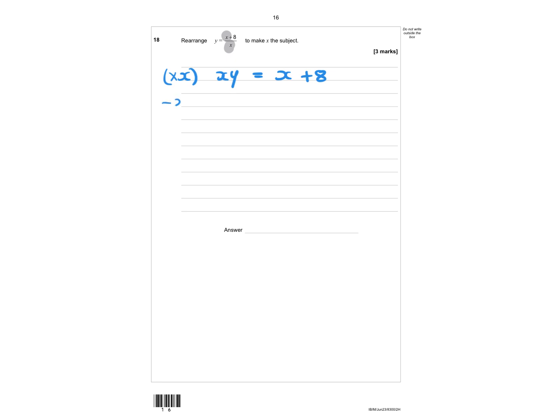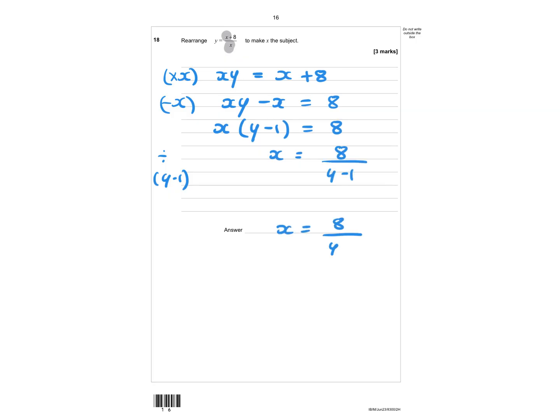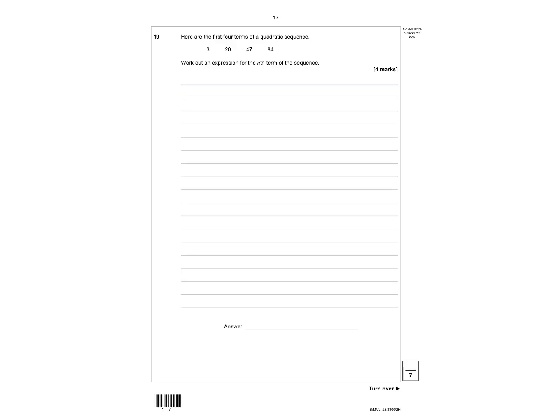Collect the x terms on the left-hand side. xy minus x is equal to 8. And then our key here is to factorise. If we take x out, we've got y minus 1 in the brackets equals 8. And then divide by y minus 1, giving us x equals 8 over y minus 1. And let's write out the whole answer, including the part where it says x equals on the answer line.